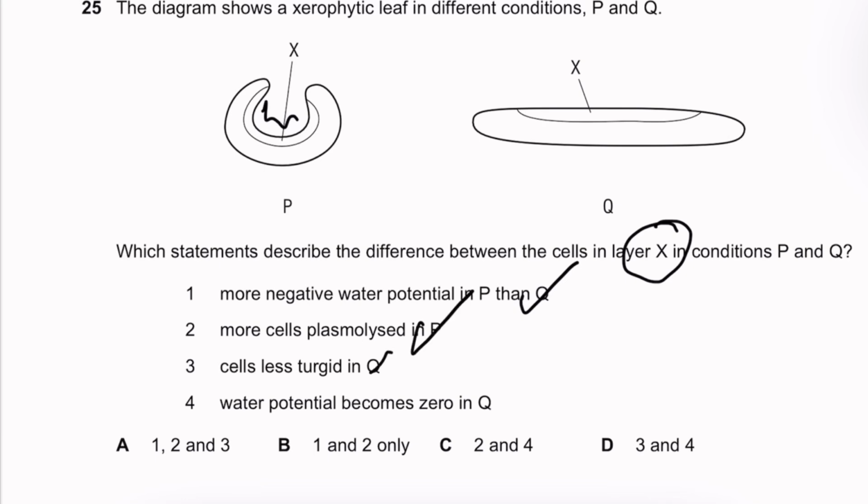Cells are less turgid in Q. Actually, that's definitely wrong. Cells are more turgid in Q. Water potential becomes 0 in Q. Water potential becoming 0 in Q is not necessarily 100% true. We don't know if the water potential is exactly 0 and that it's placed specifically in distilled water, we just know that it's placed such that it's turgid, it's fine. Okay, so it's actually going to be 1 and 2 only, which is B.